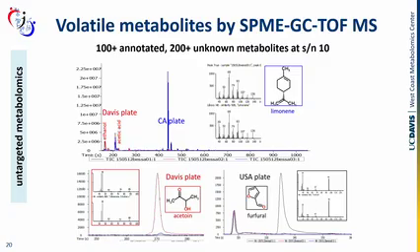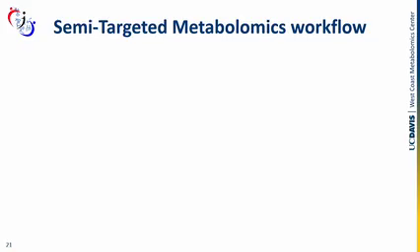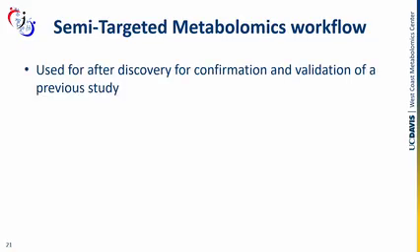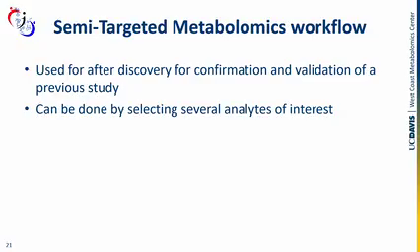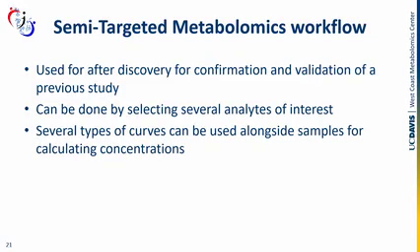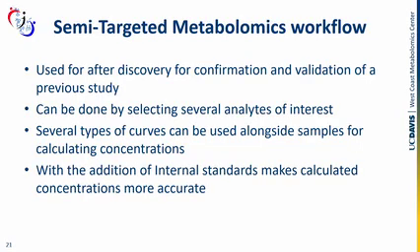So now let's get into a little bit of the semi-targeted. In semi-targeted, you use it after discovery because you now know what you're looking for. You want to tease out specifically what compounds of interest help benefit your story and describe what's exactly going on. And you do this by selecting several standards, several analytes of interest. You can do 1, 2, you can do 10, you can do a couple hundred if you really want to. More work means more expensive. And then there are a bunch of different curves you can use alongside for analysis. And with the addition of internal standards, you can make calculated concentrations more accurate than before.